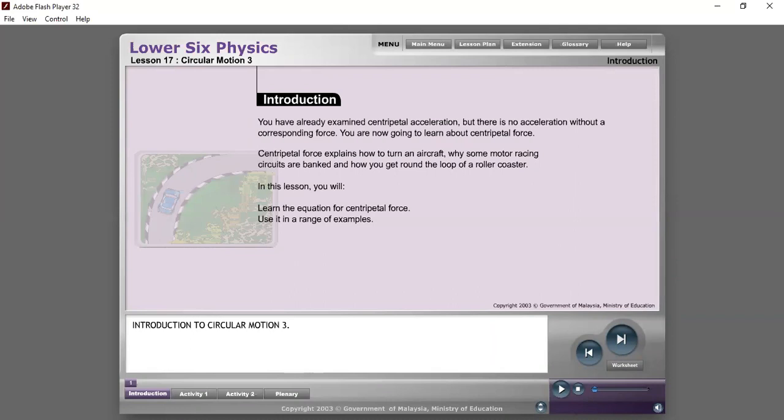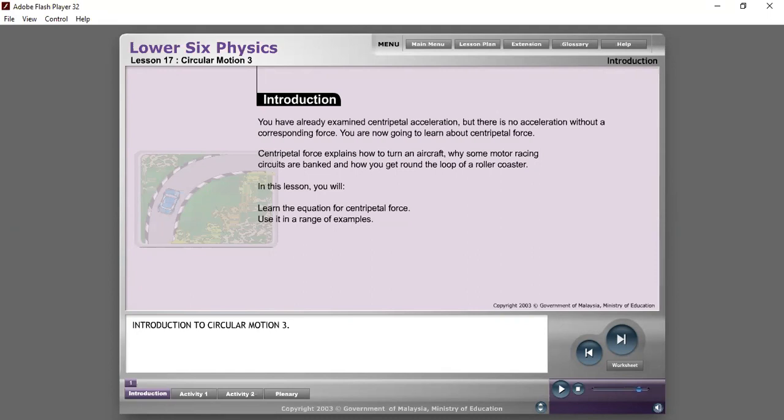Circular Motion 3. Introduction. You have already examined centripetal acceleration, but there is no acceleration without a corresponding force. You are now going to learn about centripetal force. Centripetal force explains how to turn an aircraft, why some motor racing circuits are banked, and how you get round the loop of a roller coaster.